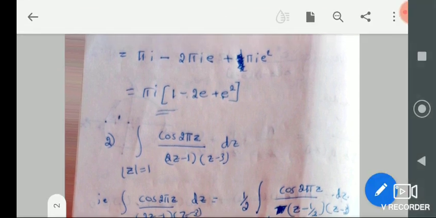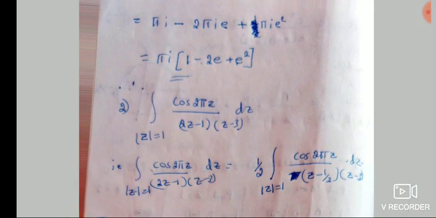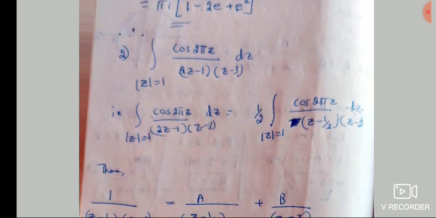So what is the answer? Pi i minus 2 pi i e, and e square. Pi i e square, 2 cancels, pi i e square. That is the answer. We will go for the next problem.